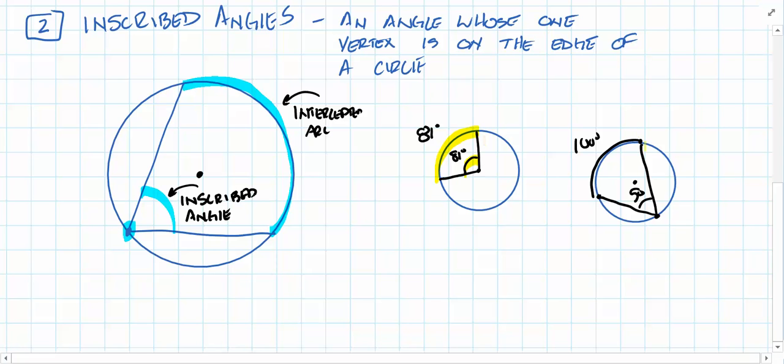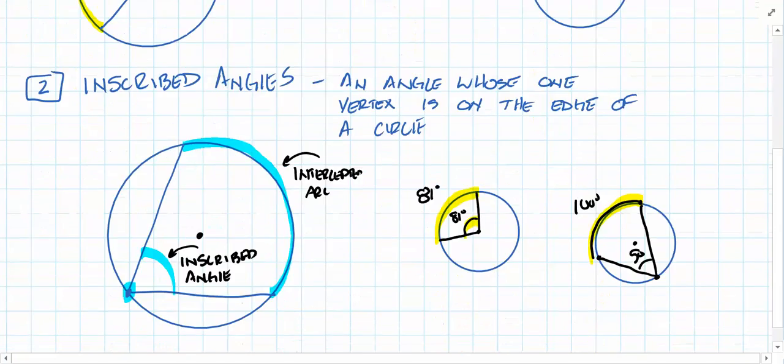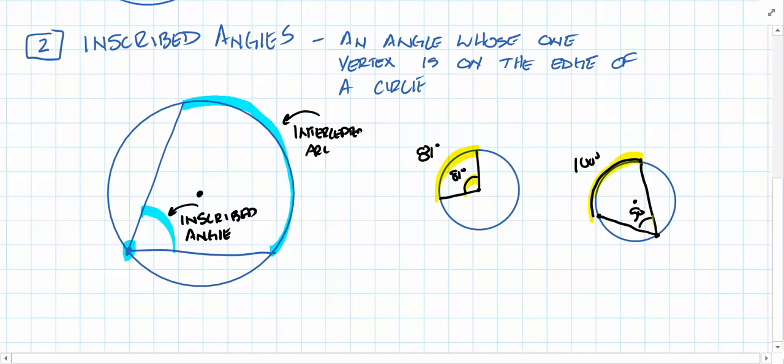However, now something new. We have this piece here, which we're calling the intercepted arc, and we have this piece over here, which we're calling an inscribed angle. No longer the central angle, it's called the inscribed angle because it's inscribed on the other side of the circle. It's not in the middle. So it's across on the other side of the circle. It's half. That's the relationship that we want to understand: intercepted arc and inscribed angle.